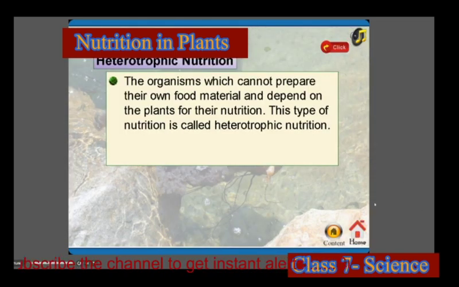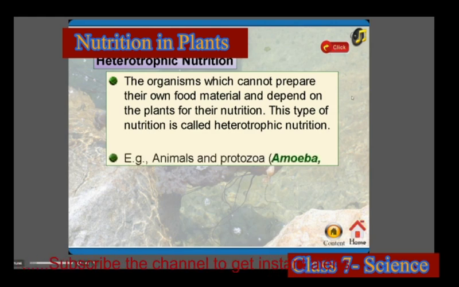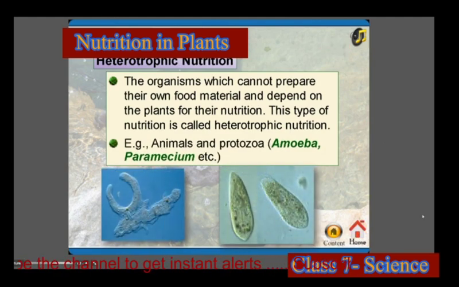Heterotrophic nutrition. The organisms which cannot prepare their own food material and depend on the plants for their nutrition. This type of nutrition is called heterotrophic nutrition. Example: animals and animal-like protists called protozoa, amoeba, paramecium, etc. Let us understand about food habit of animals with the help of animation.